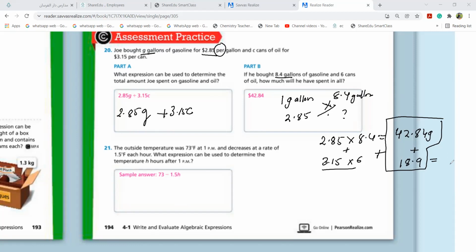No, my dear, I was correct. Okay, one minute. Sorry. Wait a minute. Give me some time. What did you get when you multiply 2.85 times 8.4? 23.94. And then you do 3.15 times 6, 18.9. Okay, add both of them.